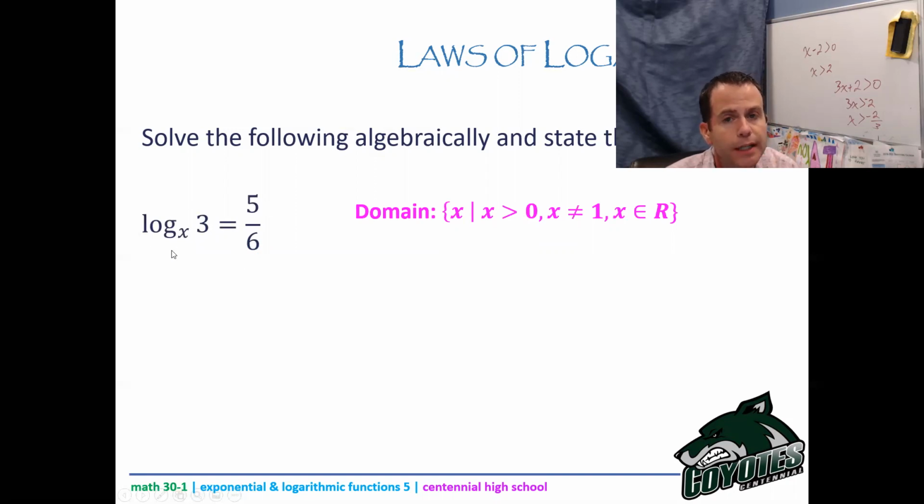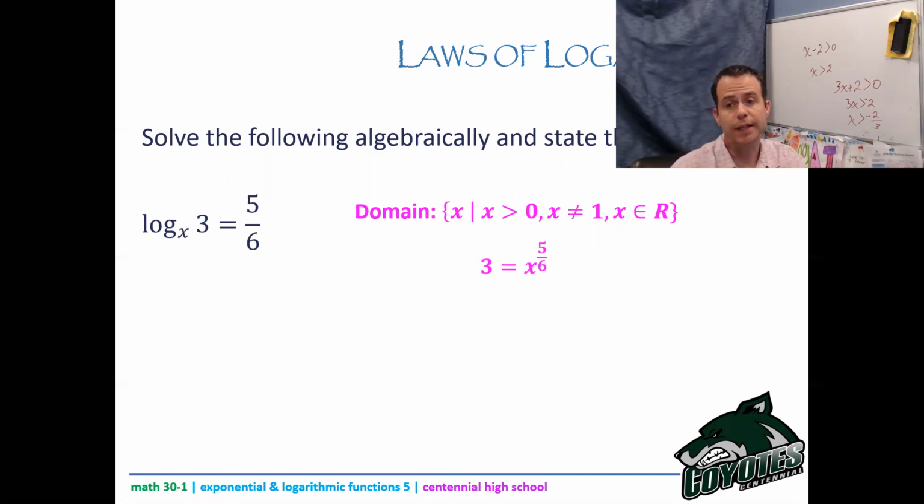This is already in a single log form, so I'm going to switch it right away to exponential form. The base stays the base. The one that was free will now be locked in as the exponent, and the one that was locked will now be free. So that's going to be written as 3 equals x to the 5/6.